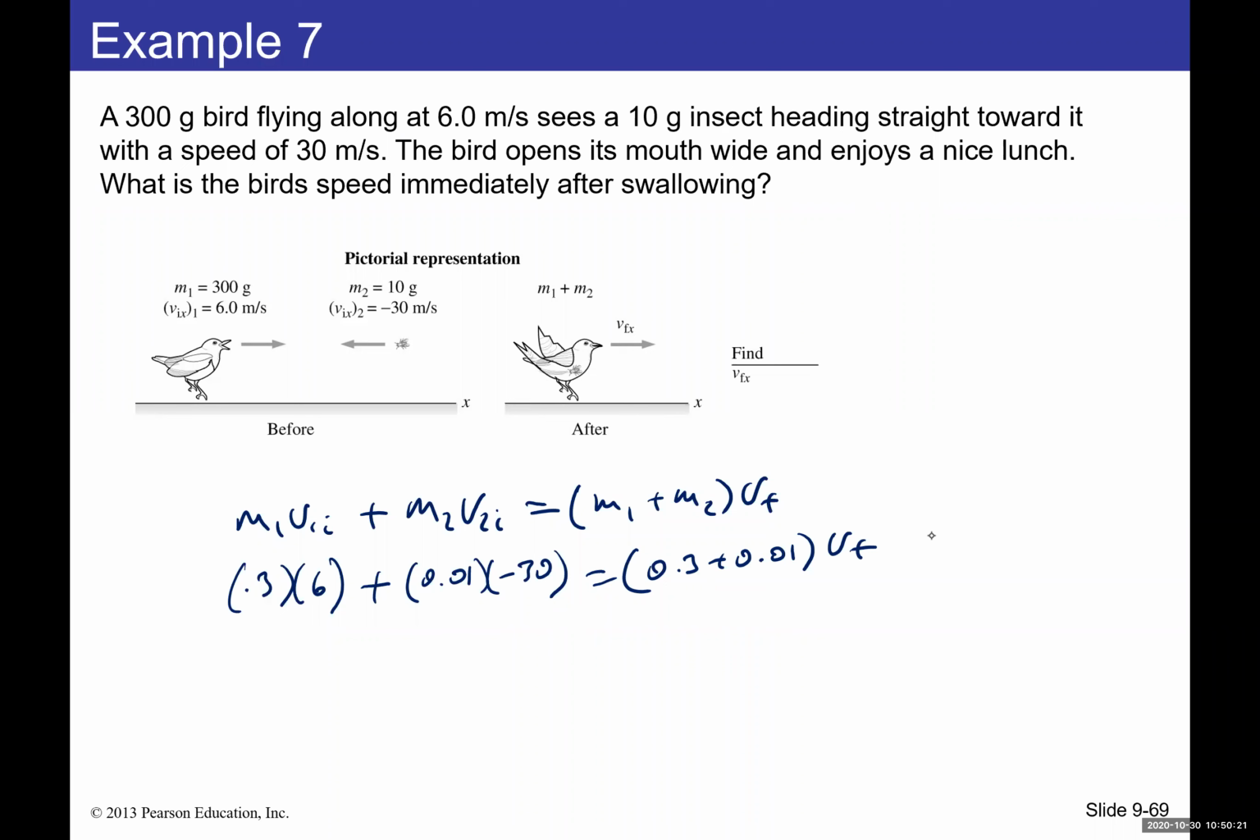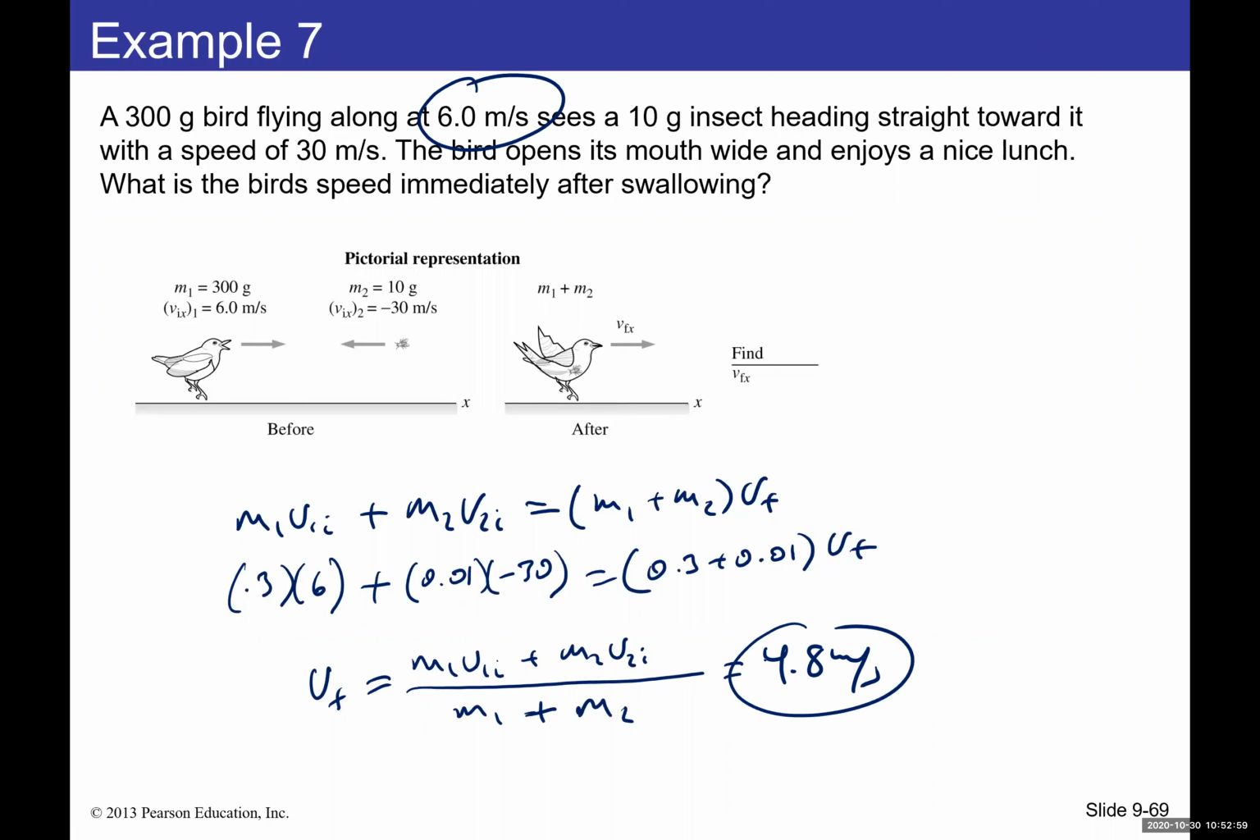Then you can go ahead and calculate that. So V final will be equal to, I should have probably done this first, M1 V1 initial plus M2 V2 initial, over M1 plus M2. And then you can calculate the velocity after the collision. So let's see. It equals 4.8 meters per second. So it went down from 6 meters per second to 4.8 meters per second after the collision.